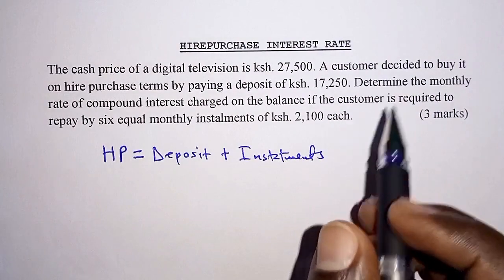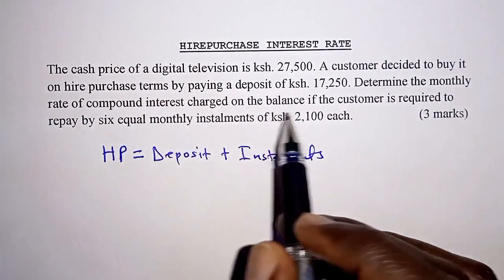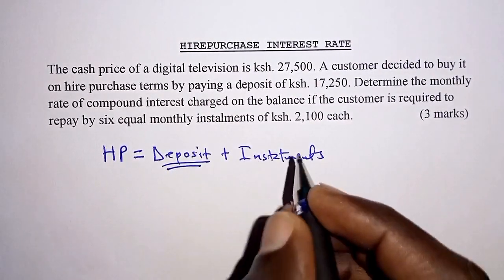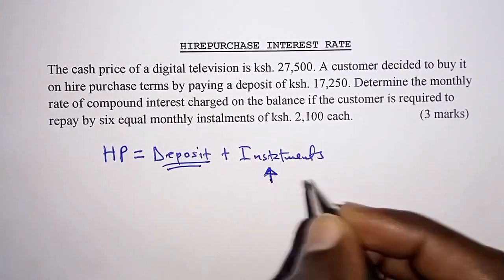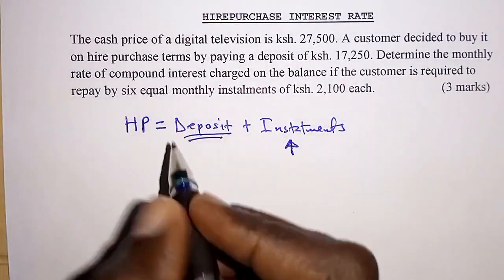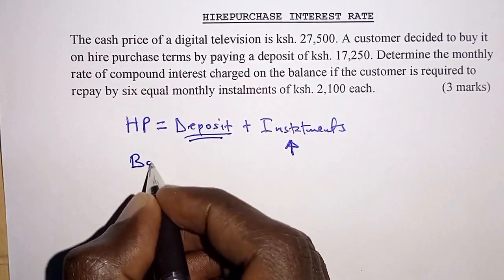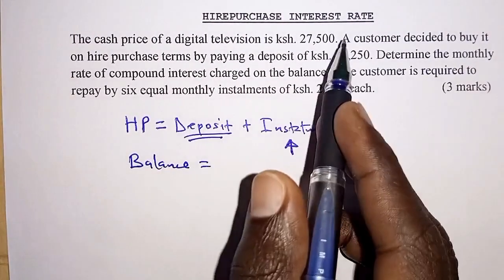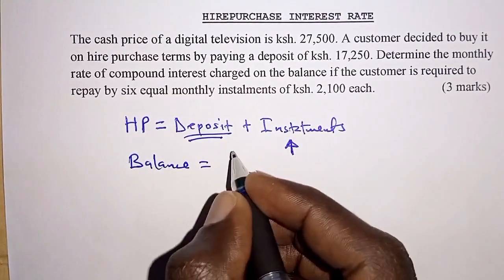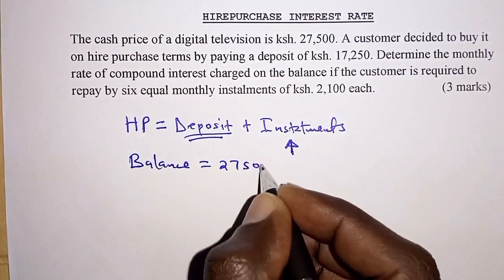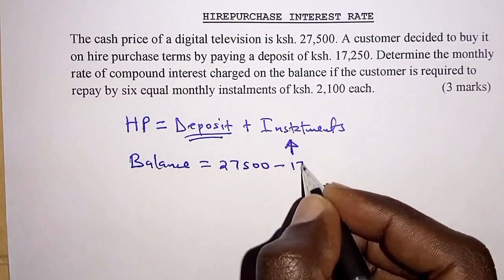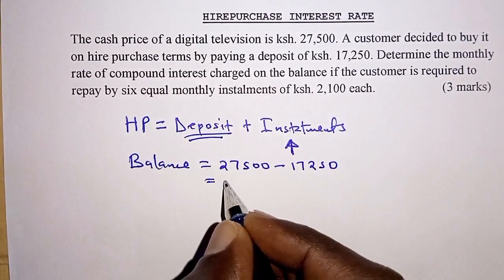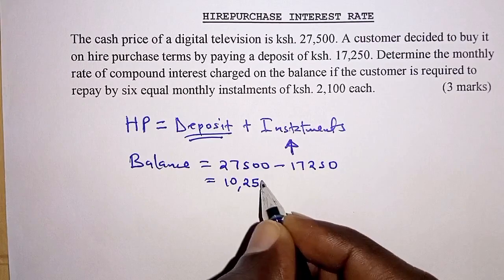So what you're required to determine here is the interest that is charged on the balance. The customer decides to pay a deposit, and therefore the balance will be paid in installments. So that balance is obtained by simply having the cash price minus the deposit. So the cash price is 27,500 minus the deposit, which is 17,250. Now this is 10,250 shillings.